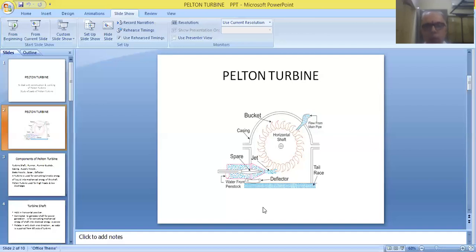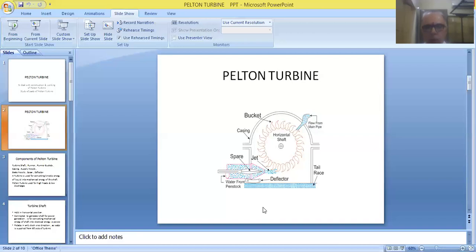And the second component is called the runner. This is a rotating wheel mounted on the shaft of the turbine. That is called a runner, and a number of blades are fitted around the periphery of the runner. They are called runner blades or buckets of the Pelton turbine.